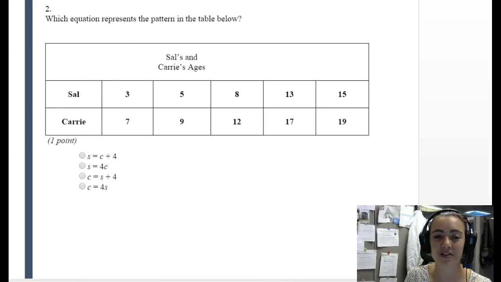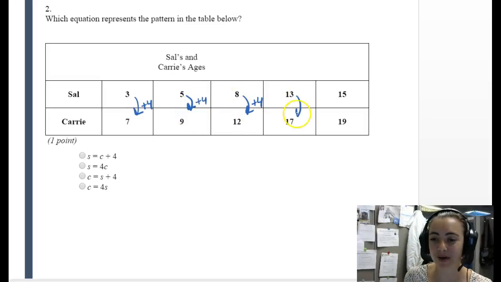For question 2, it asks you which equation represents the pattern in the table below. So the title says Sal's and Carrie's ages, and it gives a list of Sal's ages and Carrie's ages. So when Sal is 3, Carrie is 7. So it looks like that's adding 4. Let's see if that's consistent. When Sal is 5, Carrie is 9.